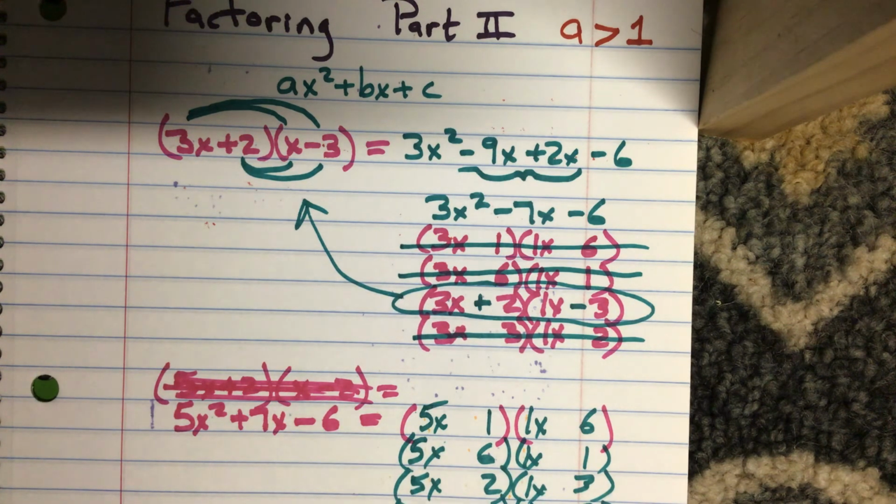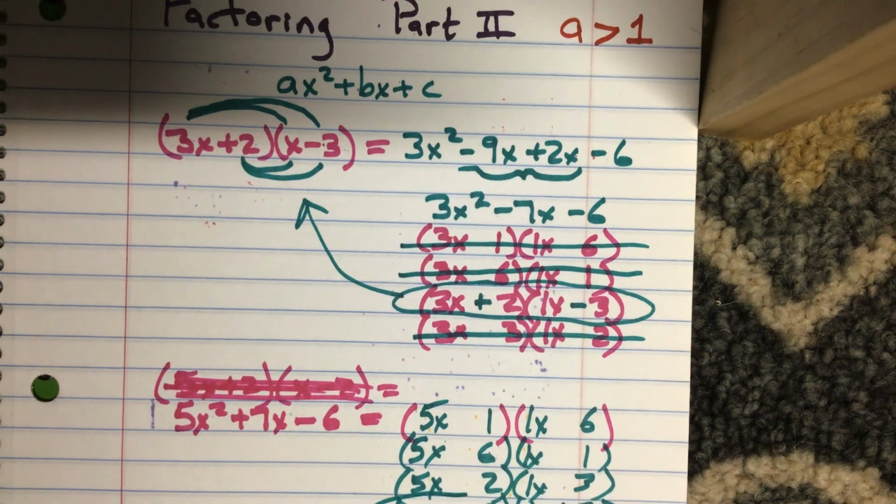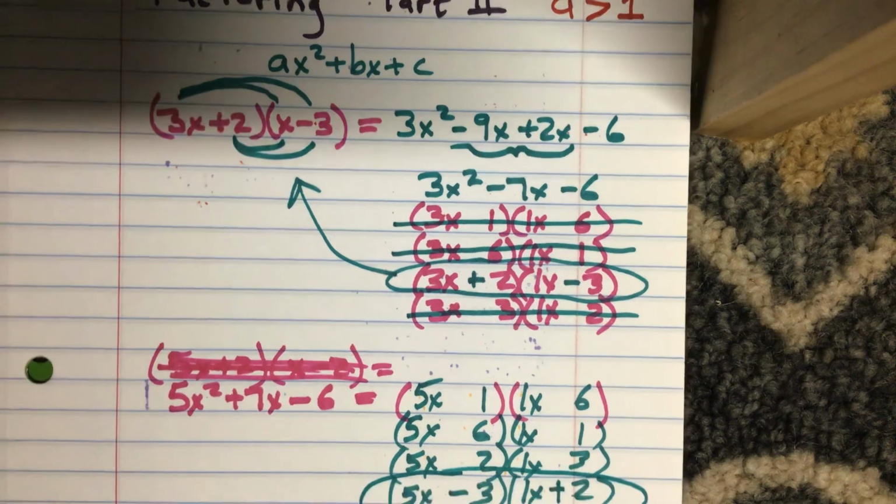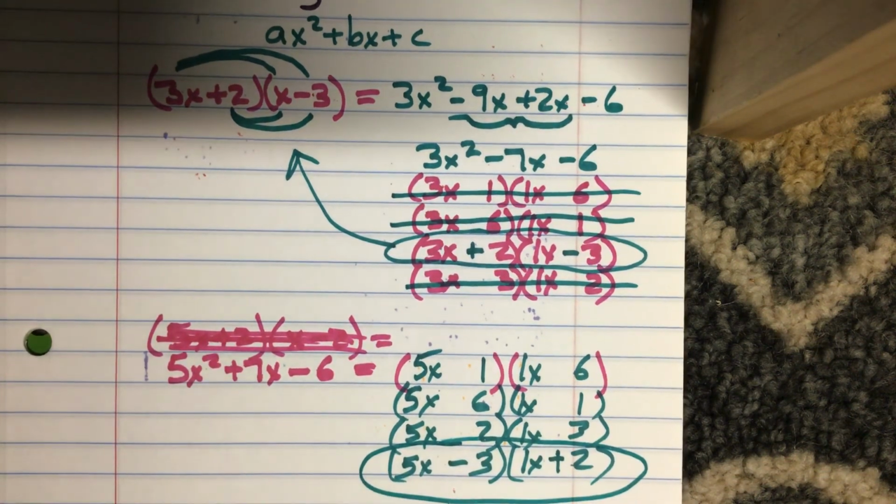And then the last one, 5 times 2 is 10, 3 times 1 is 3, 10 minus 3 is 7, so that will work. We need a positive 10, and now that these are opposite signs, negative 3 times 2 is negative 6. So this is the right answer. That's how you, oh, you can't see that in the video. Whoops.